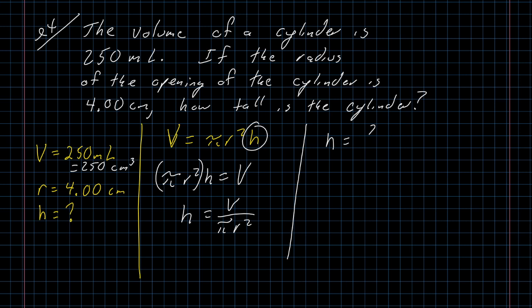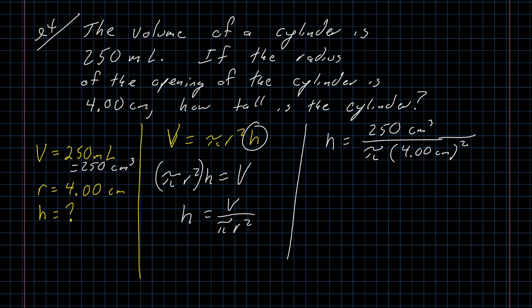V is 250 cubic centimeters. I know that pi is 3.14, but I'm going to go ahead and just leave it as pi, because I'm going to use the pi button on my calculator. And then r is 4.00 centimeters.